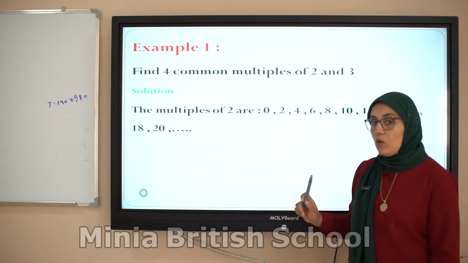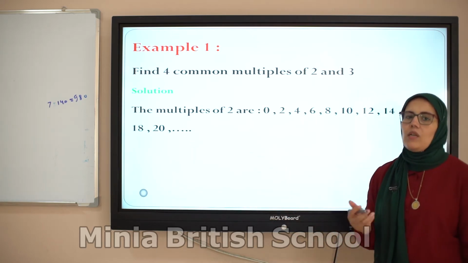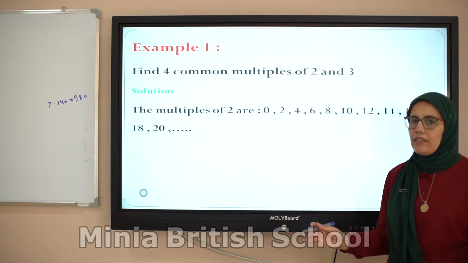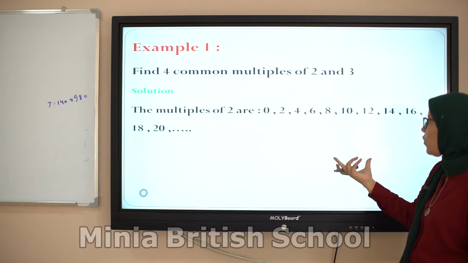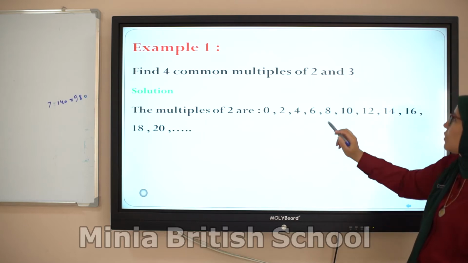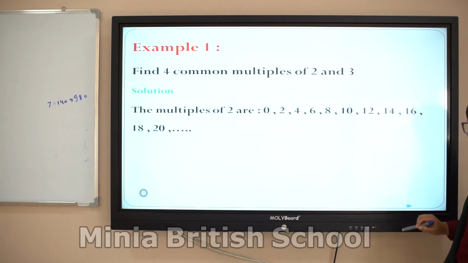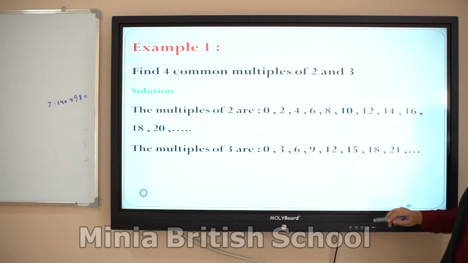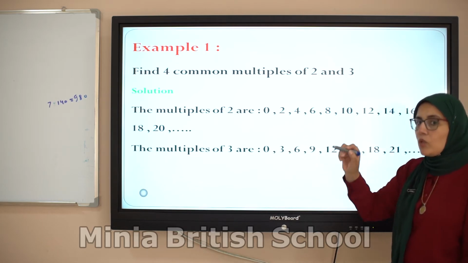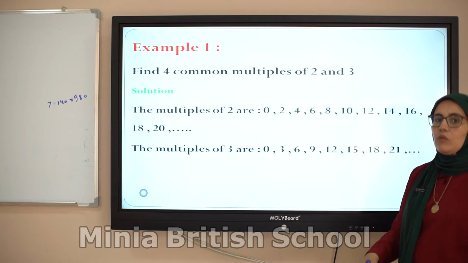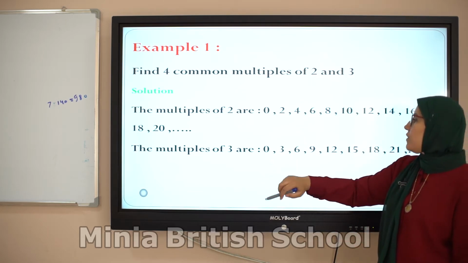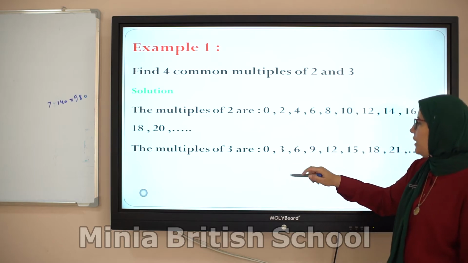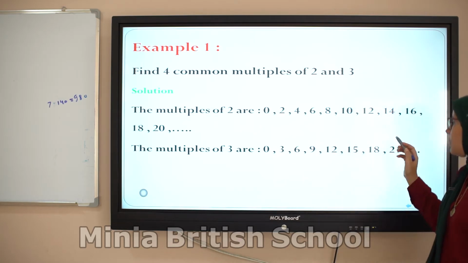Can I determine all of them? No, I can't, because it's unlimited. It extends to infinity. So I will find only some multiples of 2, then some multiples of 3. For 3, I will start with 0. Why 0? Because 0 is a common multiple for all numbers, so I will always start with 0. The multiples of 3 are 0, 3, 6, 9, 12.